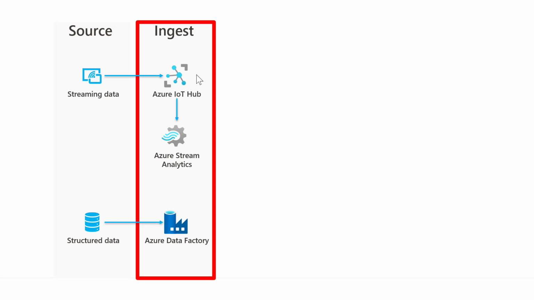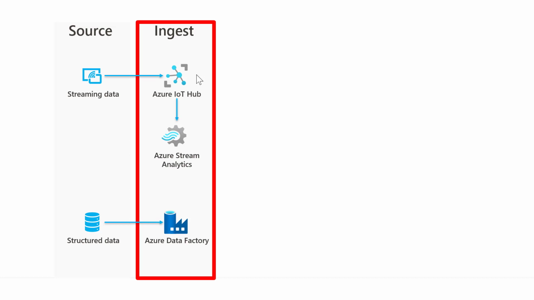Both Azure Event Hubs and Azure IoT Hub can be used to ingest streaming data. However, Azure Event Hubs is more commonly used to ingest streaming data from various applications, like Apache Kafka, which I will mention later in this video. Whereas Azure IoT Hub is more commonly used to ingest streaming data from IoT devices like sensors.